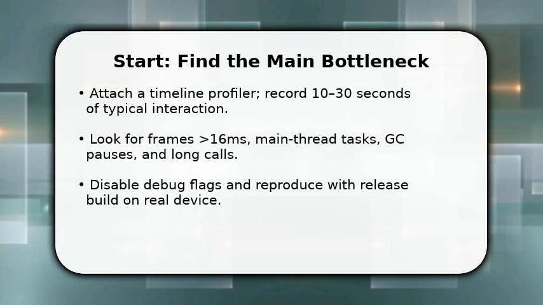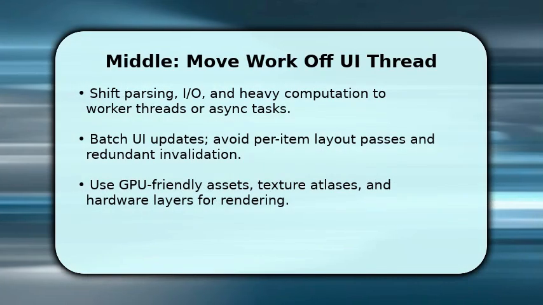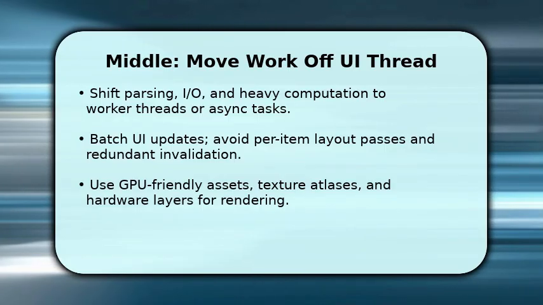Once you know which work blocks the UI, refactor so that parsing, network, and CPU-bound tasks run asynchronously on background threads or dedicated workers. You should batch state changes and DOM or view updates to reduce layout thrash. Make a single commit instead of many small invalidates.